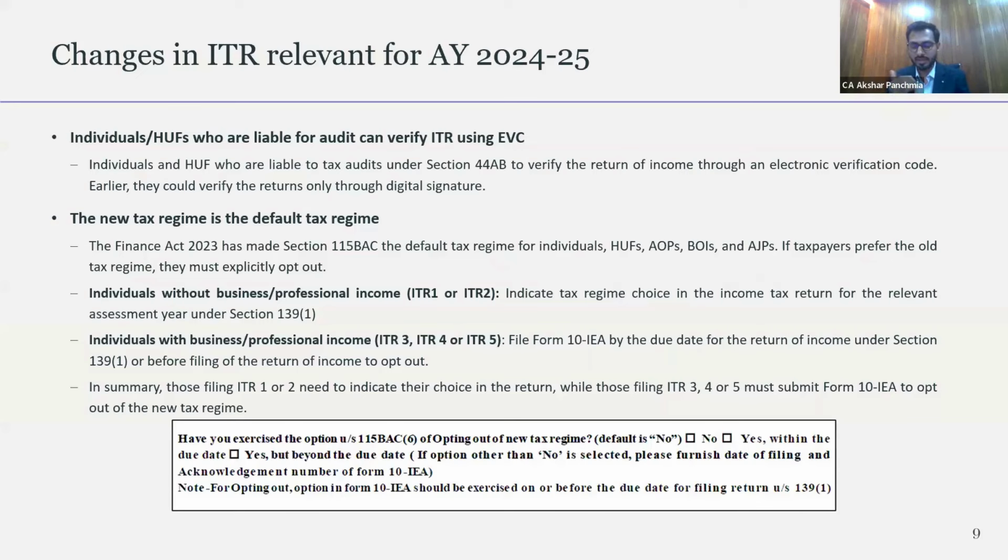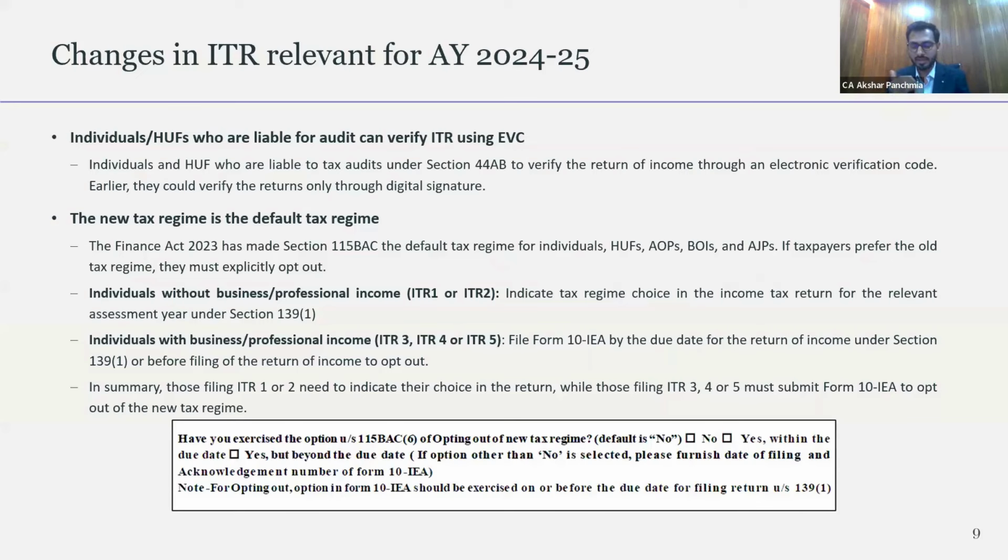This is a screenshot of what appears in your income tax return at the time where this particular question has been asked. So it refers to 115BAC(6), which talks about opting out of the new tax regime. It clearly mentions over here that the new tax regime is the default tax regime.